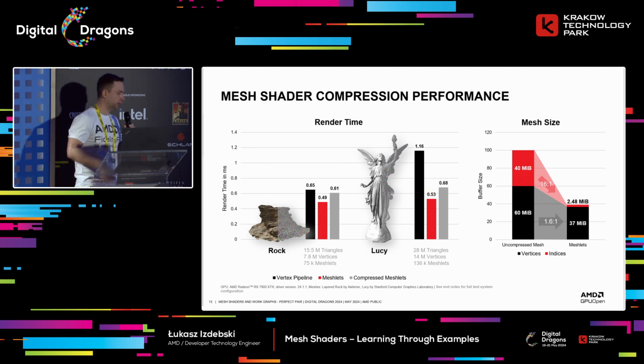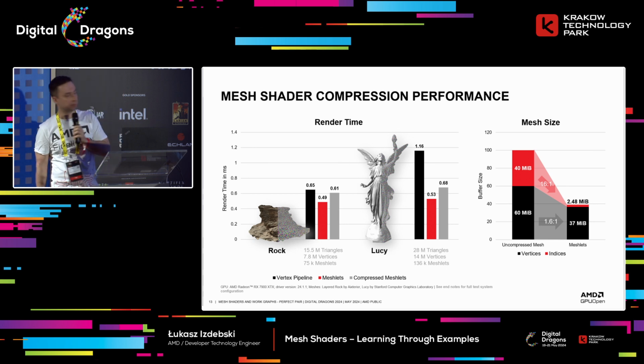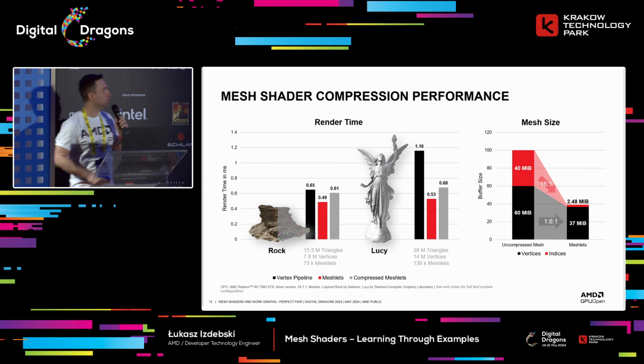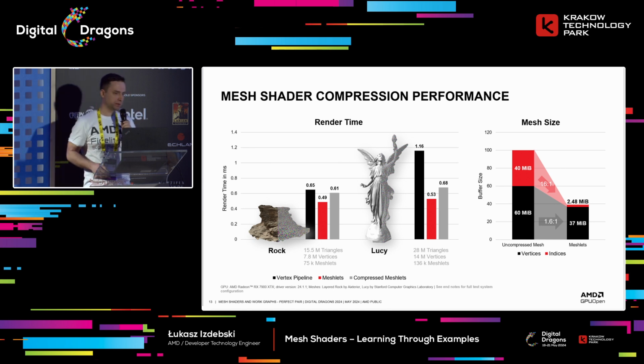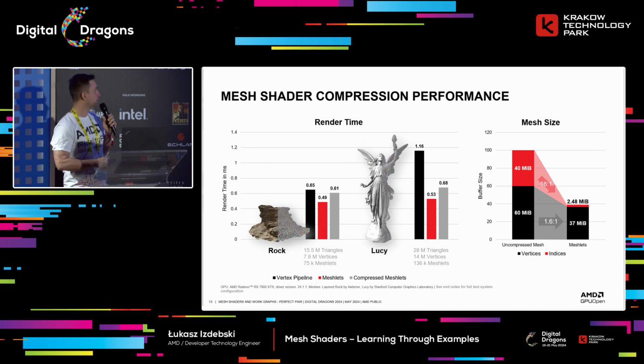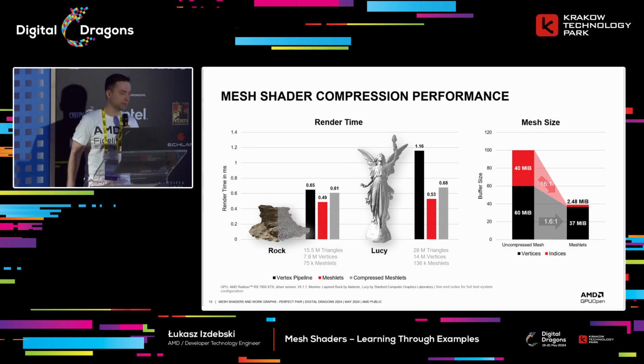But on top of that, when we use those culling techniques that Eric mentioned, we can gain a little bit more, but only on models that contain front-facing and back-facing meshlets. For example, Rock does not contain those, so we gain almost nothing.